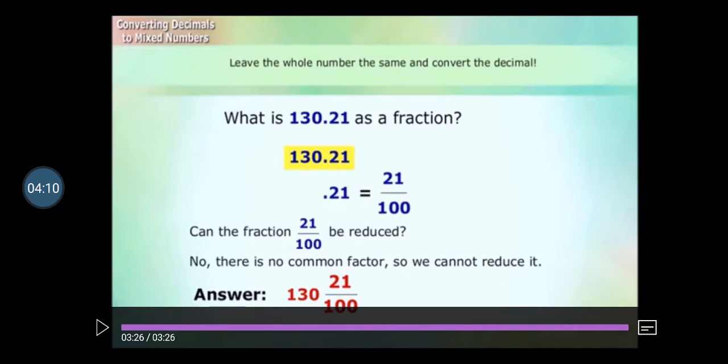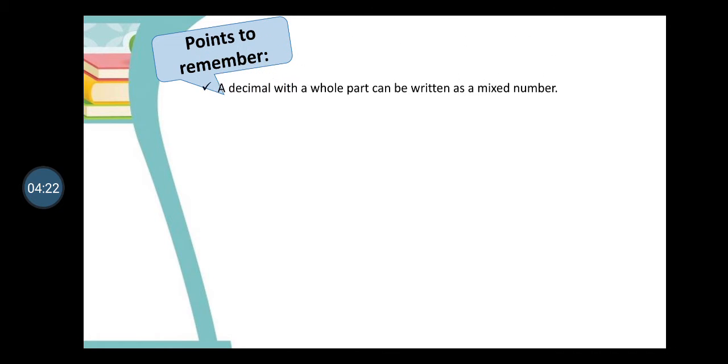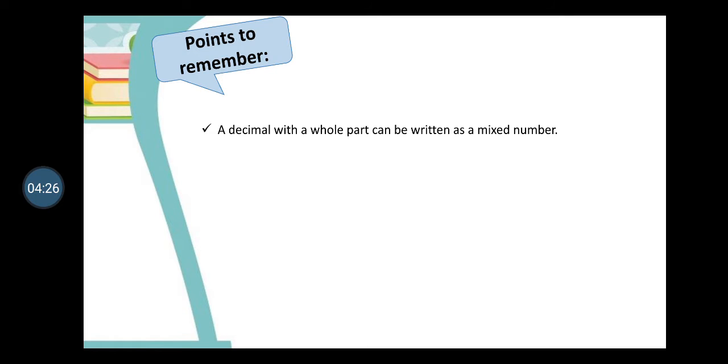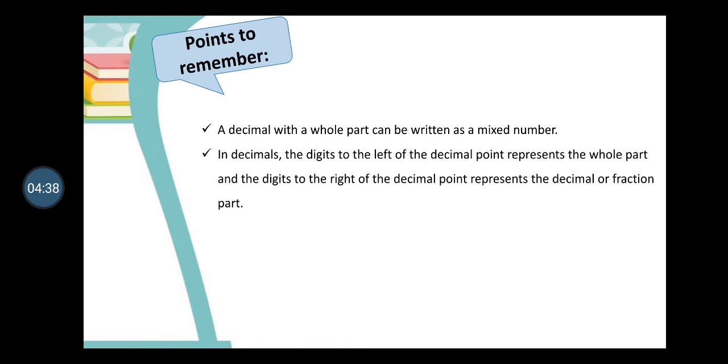So my dear students, I hope you all understood about the conversion of decimal numbers into fractions. So now open your notebooks, draw the margin line. But before that, there are some points that we should remember. A decimal with a whole part can be written as a mixed number. If we have a decimal number and we don't have its whole part, we cannot write it in the form of a mixed number. In decimals, the digits to the left of the decimal point represent the whole part and the digits to the right of the decimal point represent the decimal or fraction part.